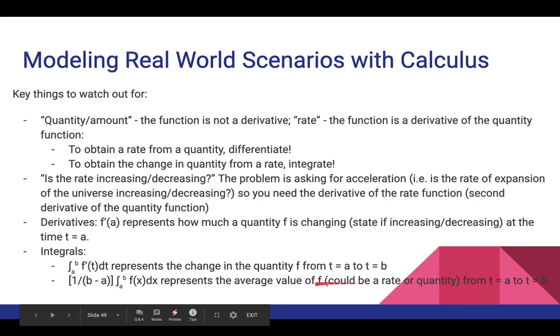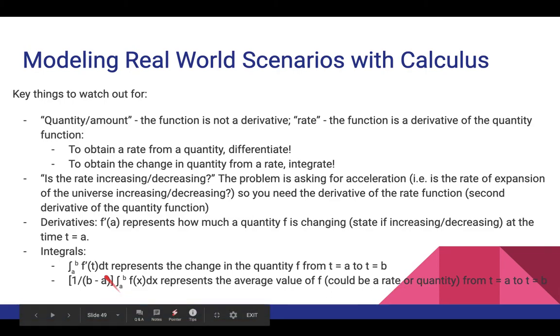As an example, if f is a velocity function, which is a rate, then the average value is telling you the average velocity from t equals a to t equals b. Whereas if you have a quantity, like the amount of bacteria in a petri dish, that's what f represents. Then this equation right here represents the average quantity of bacteria from t equals a to t equals b.